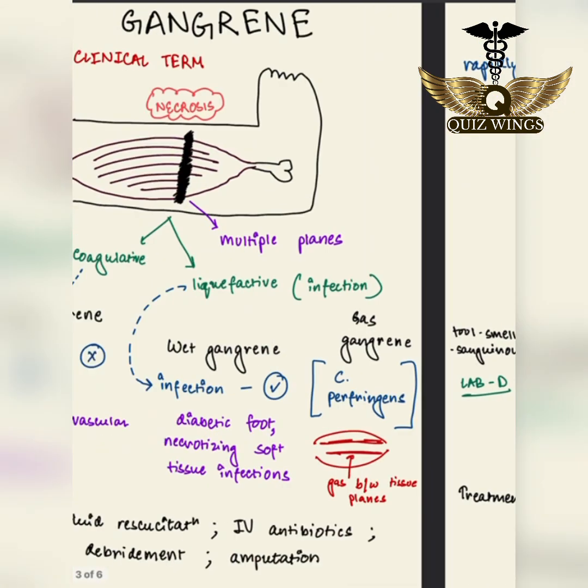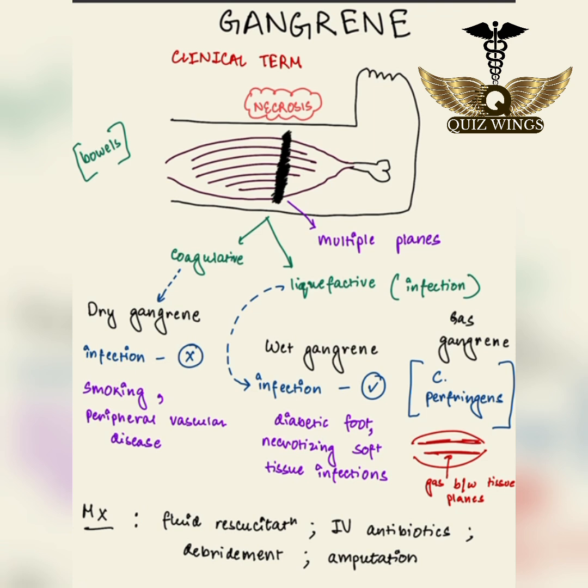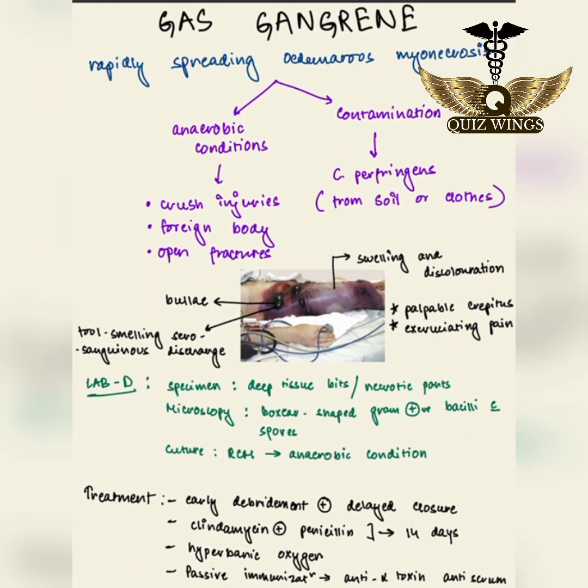So gas gangrene. If you see the red diagram, it's a type of gangrene in which there is gas between the tissue planes, right? And it is caused by C. perfringens. So it is defined as rapidly spreading edematous myonecrosis, and two prerequisites are required for gas gangrene to occur. First, you need anaerobic conditions, and secondly, you need contamination by C. perfringens, which can be from the soil or the clothes. These anaerobic conditions can be present in crushing injuries, foreign bodies, and open fractures.